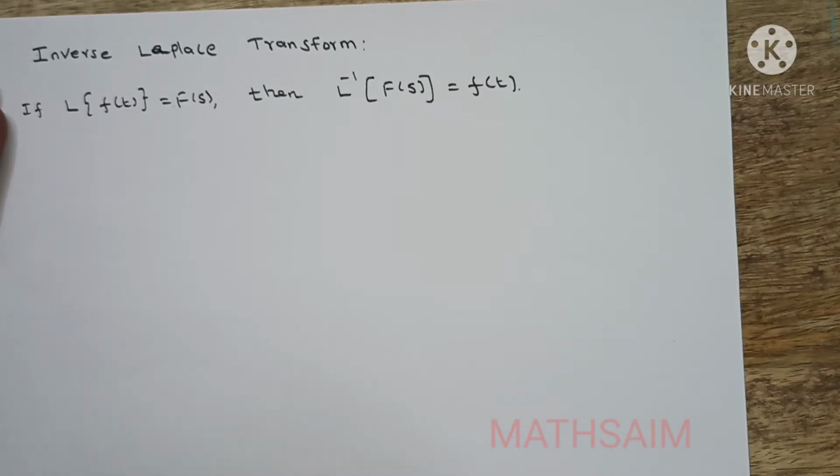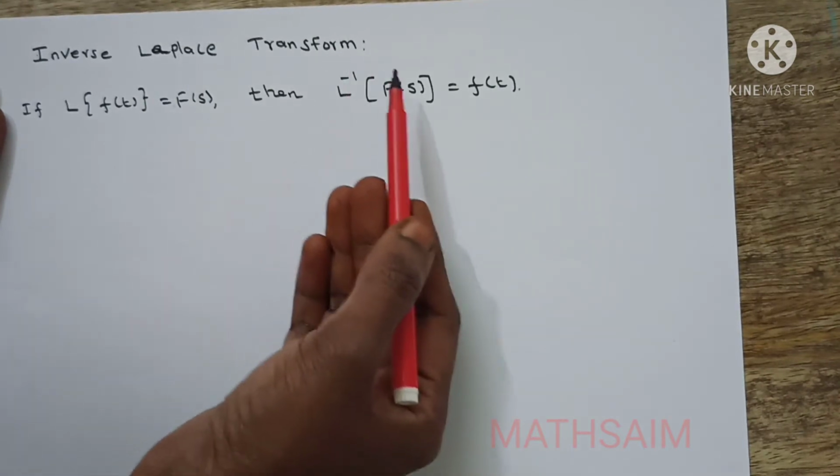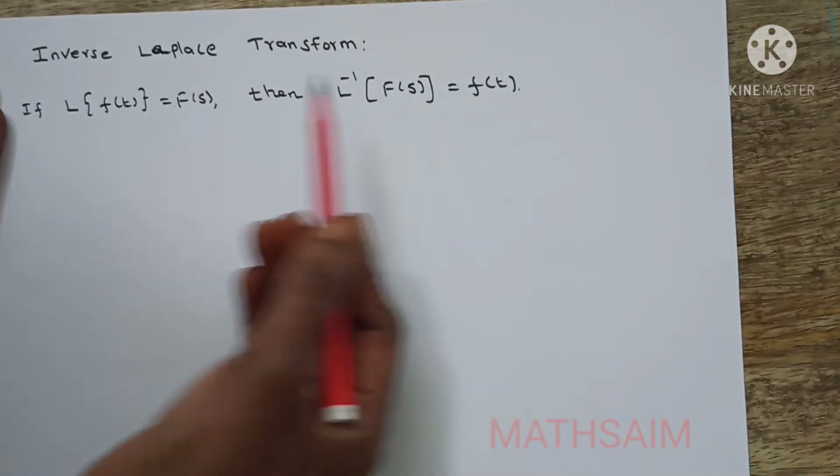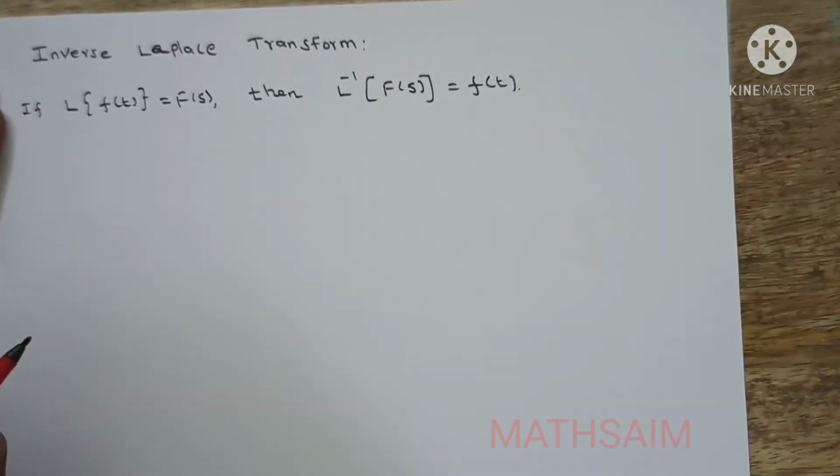I hope you all have learnt the Laplace transformation of 8 standard functions. Now we are going to learn inverse Laplace transformation. This is the definition of inverse Laplace transformation. If L of f of t equal to F of s, then L inverse of F of s equal to f of t. Now we'll see some simple problems.